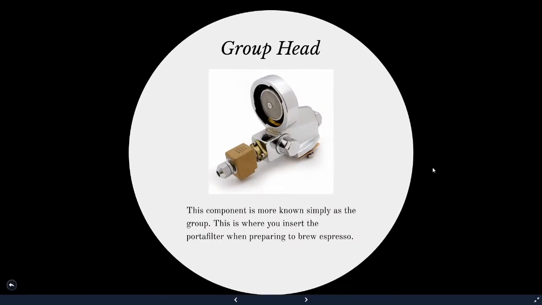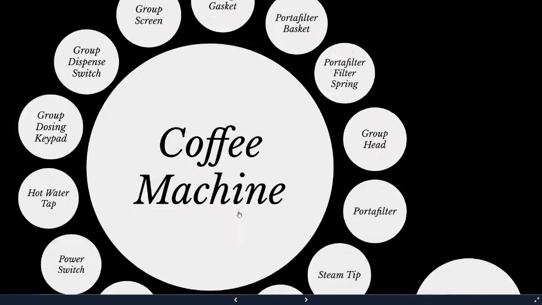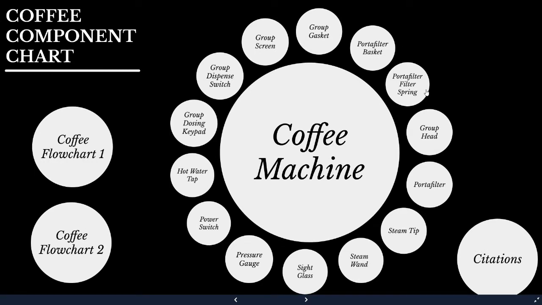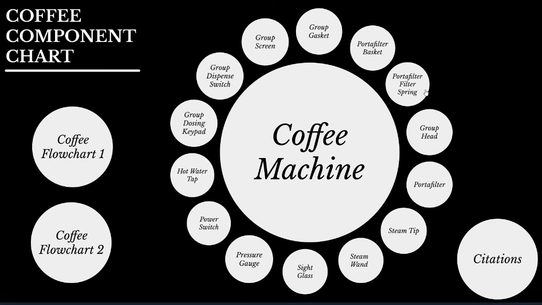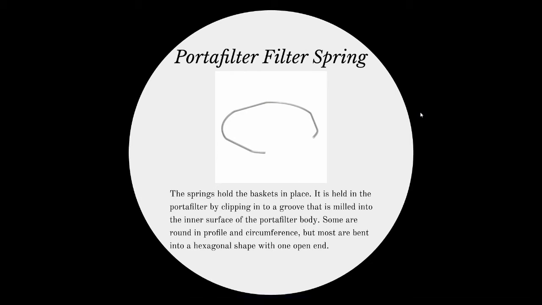So this component is more known simply as the group. This is where you insert the portafilter when preparing to brew espresso. After that we are going to portafilter filter spring. The springs hold the baskets in place. It is held in the portafilter by clipping into a groove that is milled into the inner surface of the portafilter body. Some are round in profile and circumference, but most are bent into hexagonal shape with one open-ended.